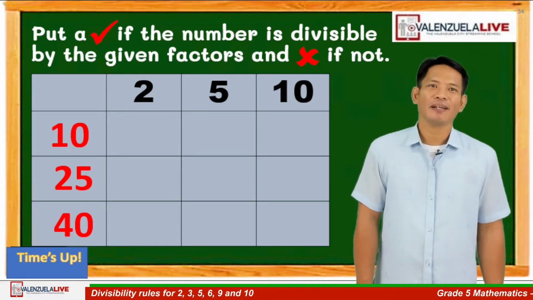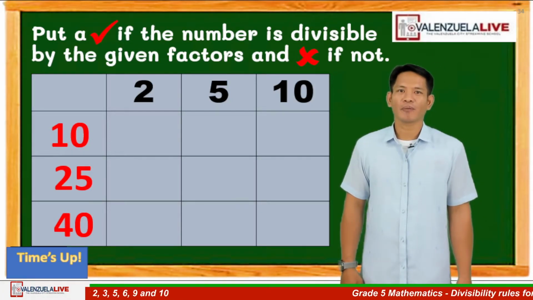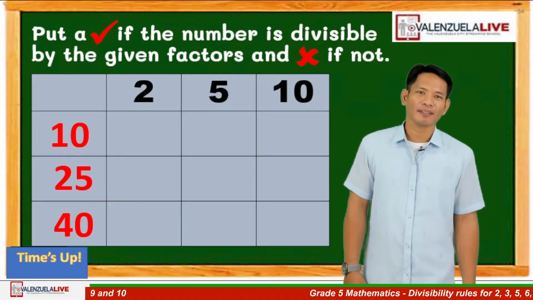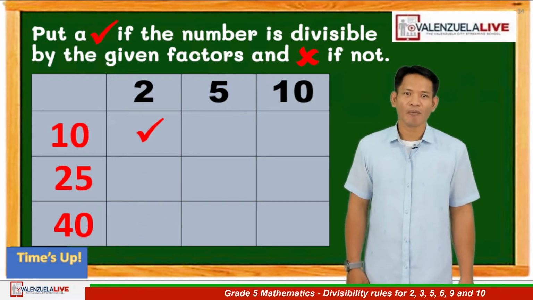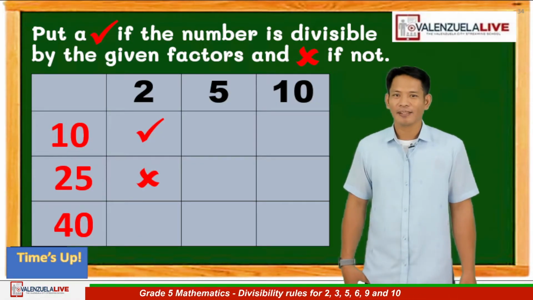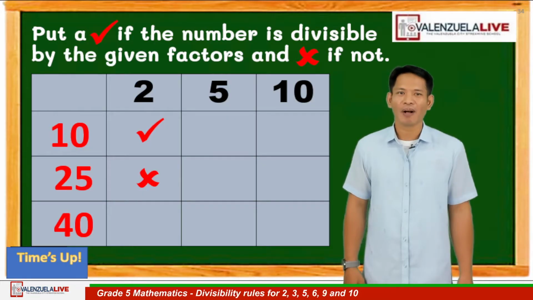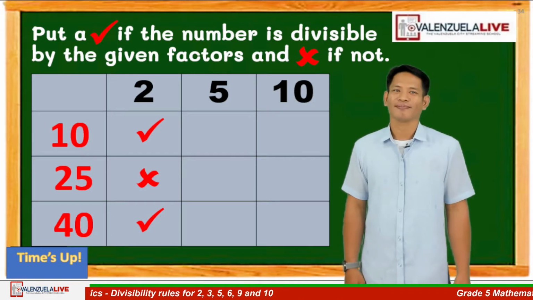Let's have the answers. Which of the following numbers are divisible by 2, 5, and 10? Let's find out. 10. Is 10 divisible by 2? Correct. How about 25? Is 25 divisible by 2? No, because the last digit is 5. How about 40? It is divisible by 2.